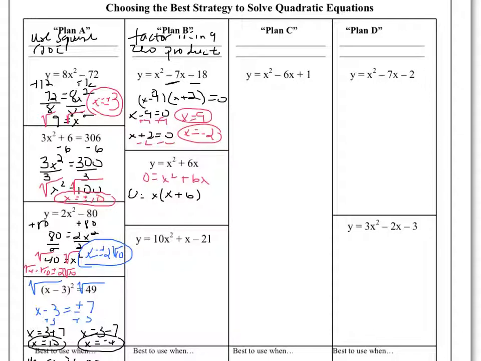Okay, so the first one is x is equal to 0, so I'm actually done here. And then the other is x plus 6 is equal to 0. And solving, I get x is equal to -6. Okay, so here I can have 0 or -6.